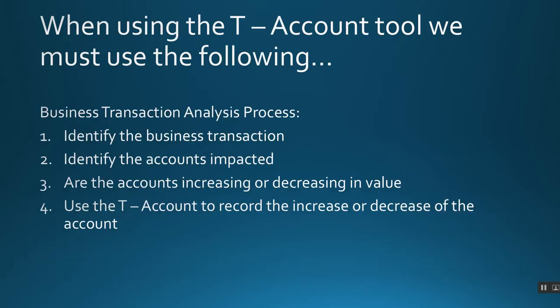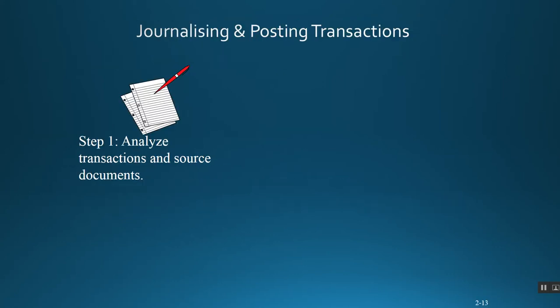When using the T account tool, we must use the following. We have to identify the business transaction, identify the accounts impacted. There are at least two accounts impacted. Sometimes there's more, but at least two. And then we must decide, are those accounts that are impacted, are they increasing or are they decreasing in value? Once we do that, we will use the T account to show the increase or decrease of that particular account.